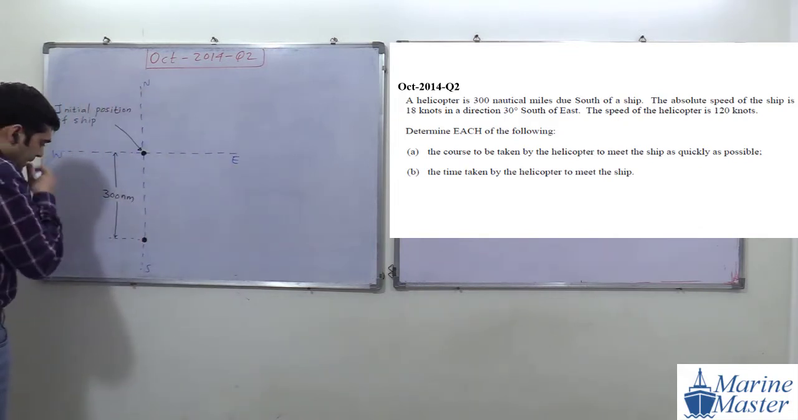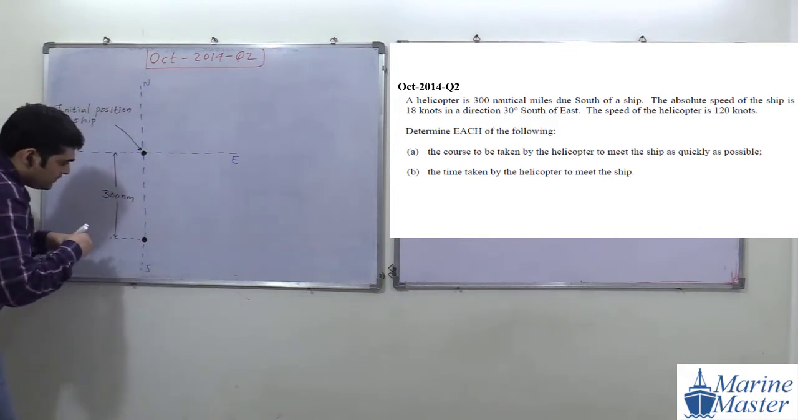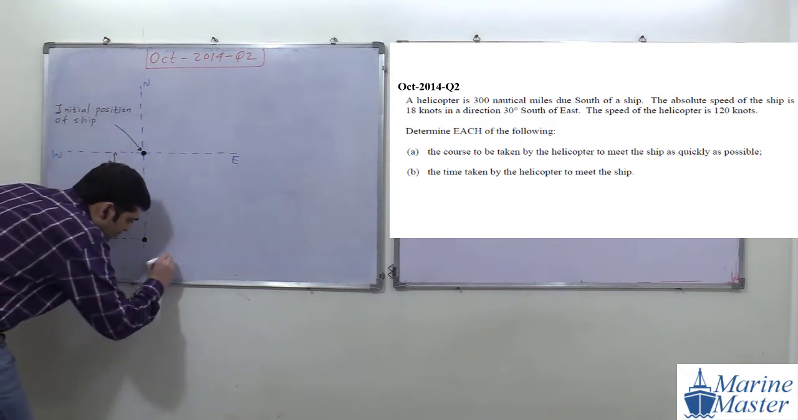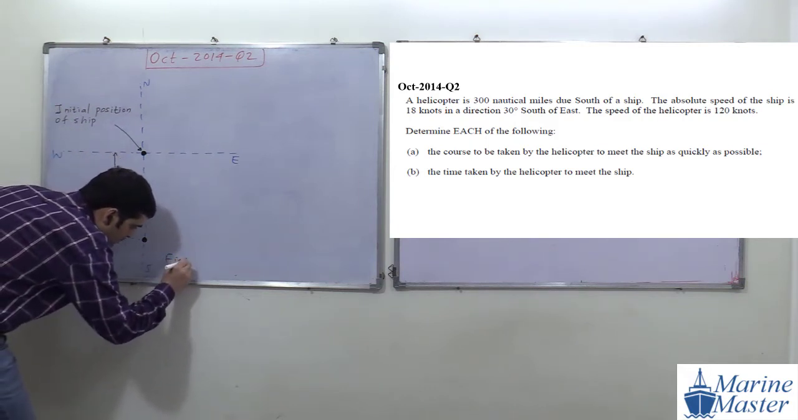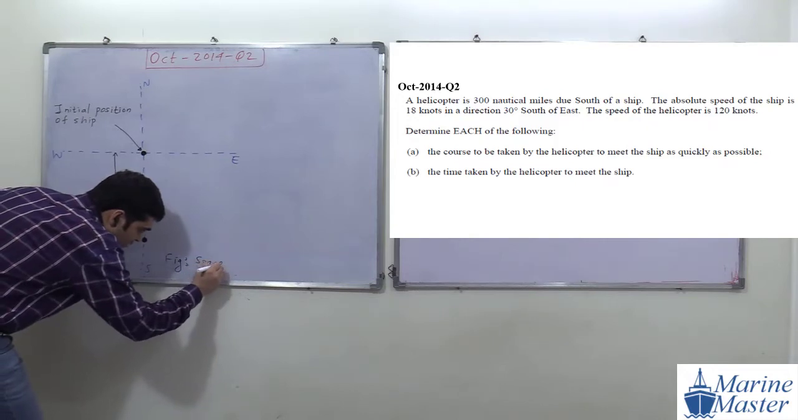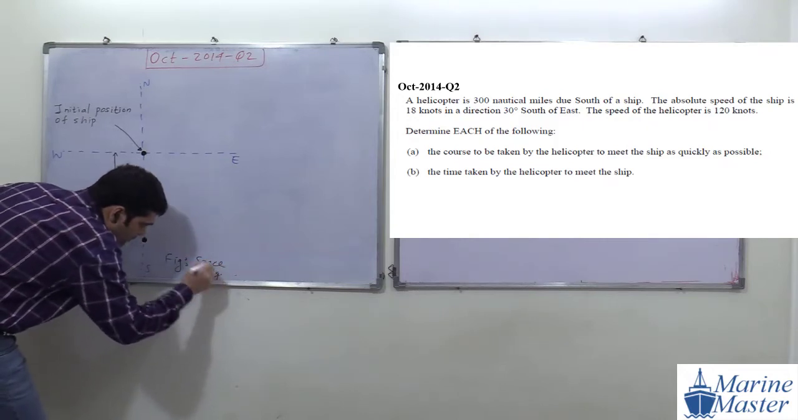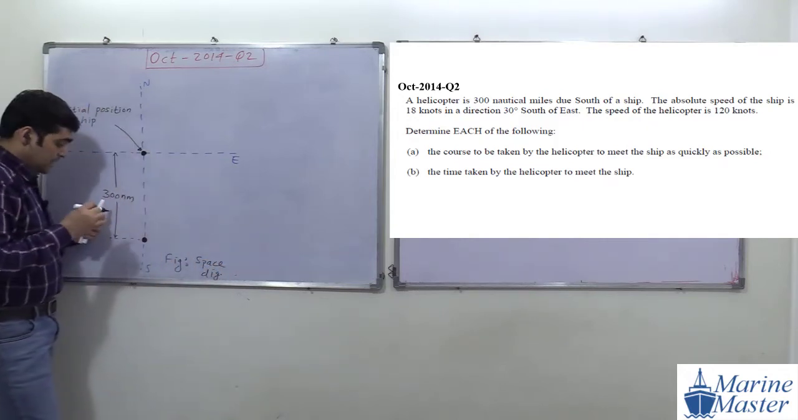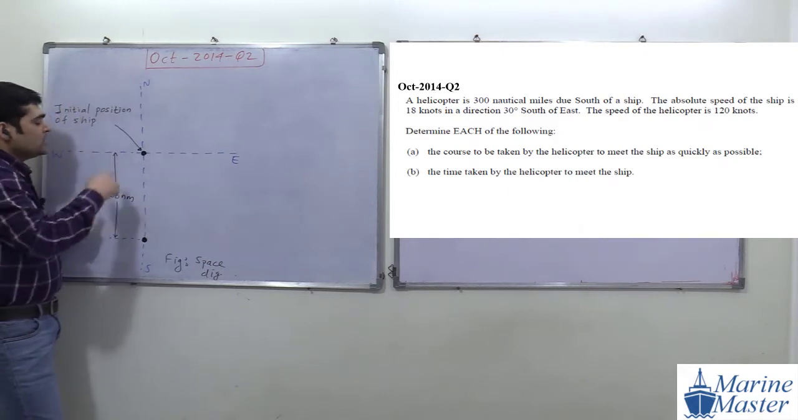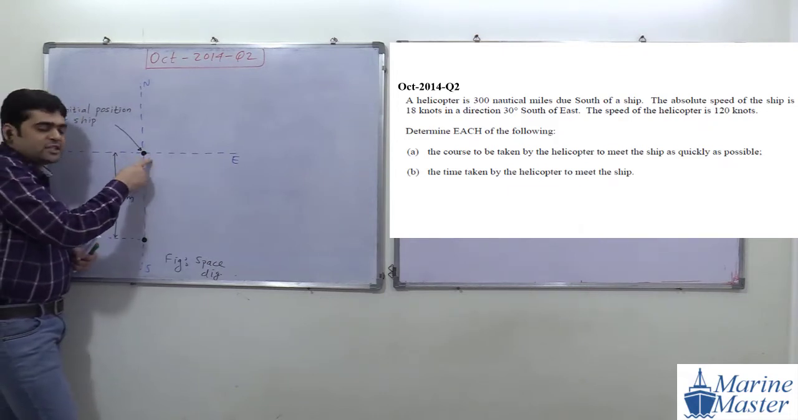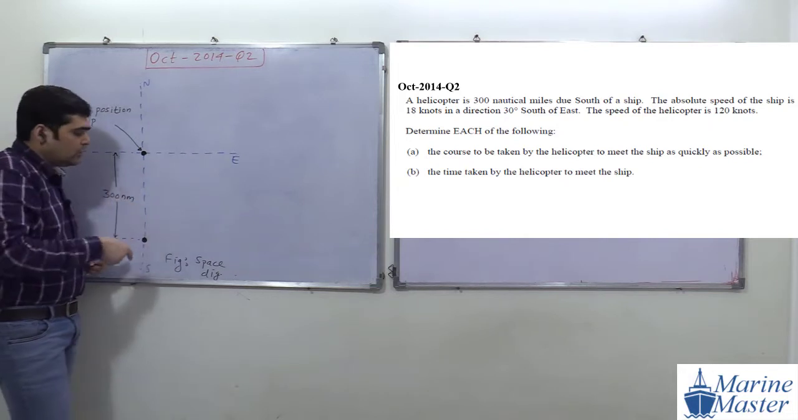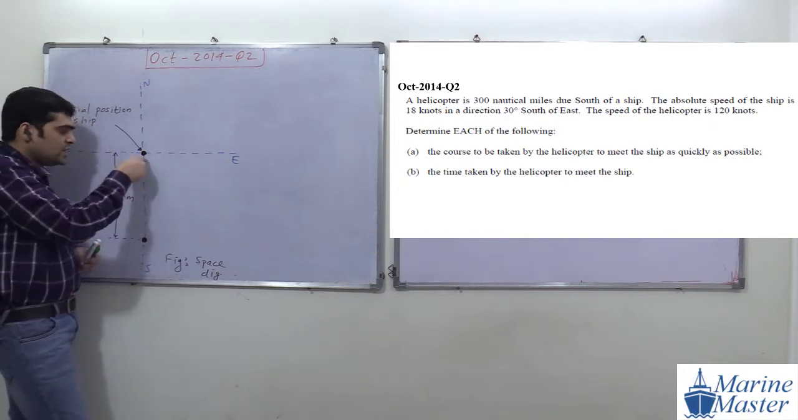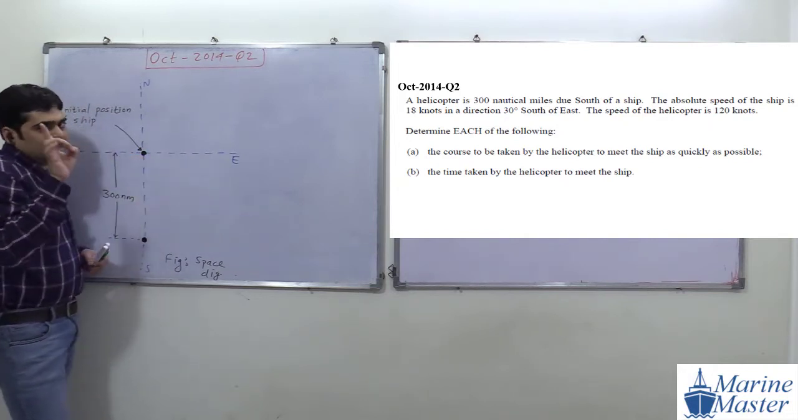And this drawing, what is the name of this drawing? We will call it the space diagram. Now try to see the scenario here. This is the position of the ship. With respect to the ship, the helicopter is in the due south direction, 300 nautical miles away.